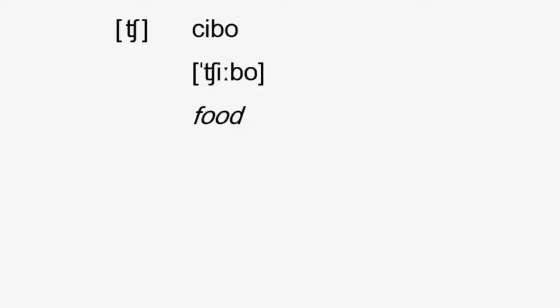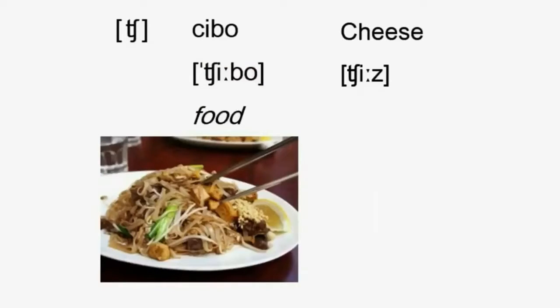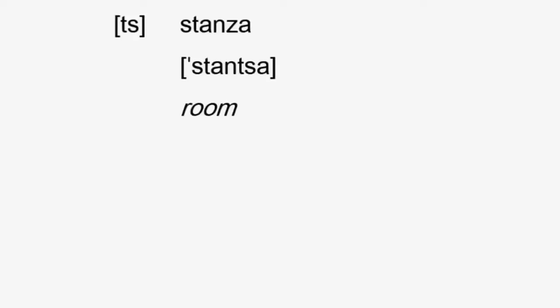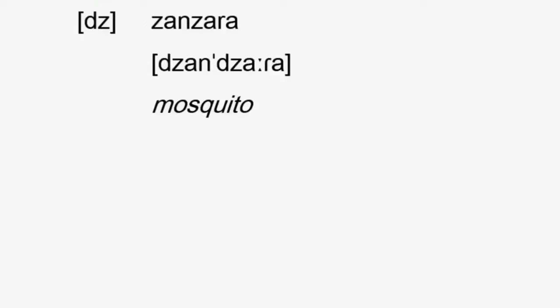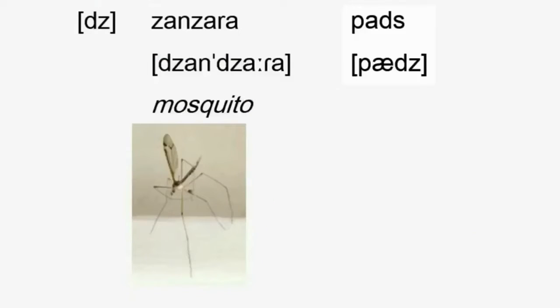First is ch, as in cibo, or English's cheese, a combination of a t and a sh. And since Italian t's don't come with that puff of air, you get ci instead of chi. And then comes ts, as in Italian's stanza, or English's cats. Again, there's no puff of air on that t, so it's stanza and not stanza. And last, there's z, as in Italian's zanzara, or English's pads. These 2 sounds in English and Italian are basically the same.